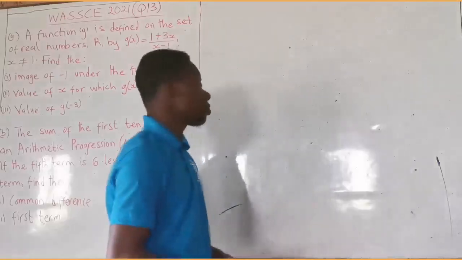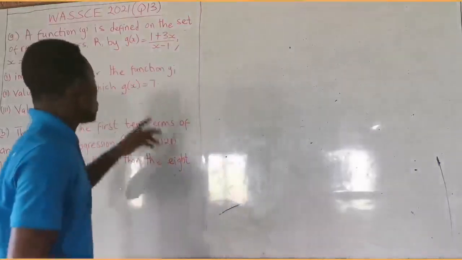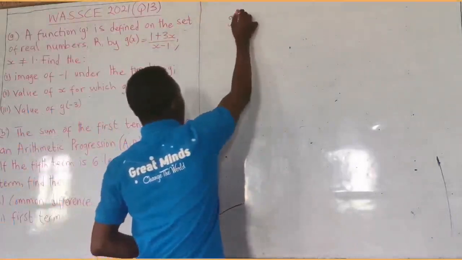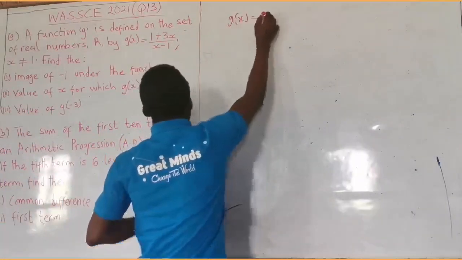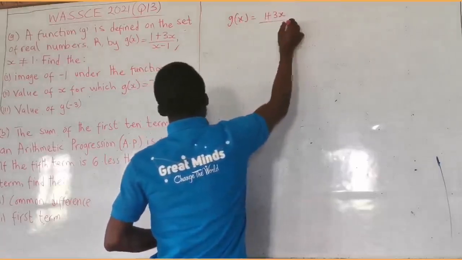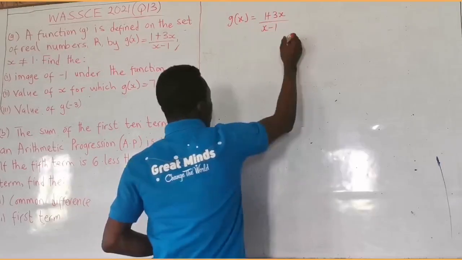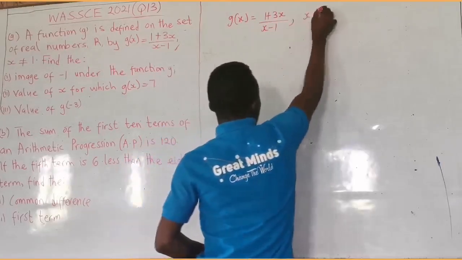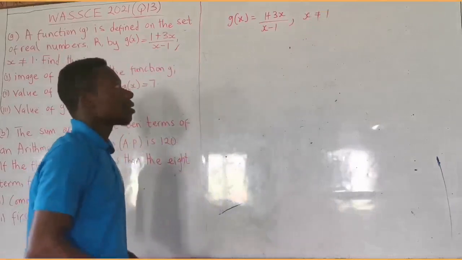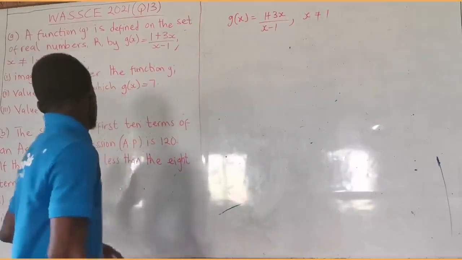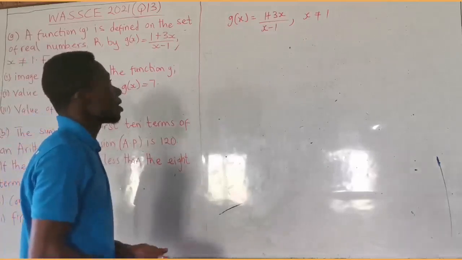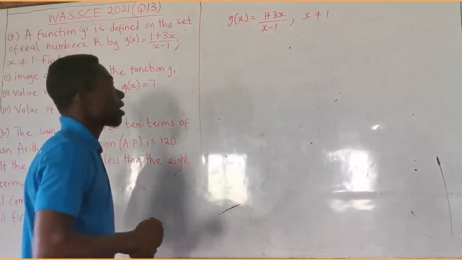So let's jump into it straight away. We have g of x, which is equal to 1 plus 3x, all over x minus 1, and they are saying that x is not equal to 1. So the first requirement is the image of negative 1 under the function.